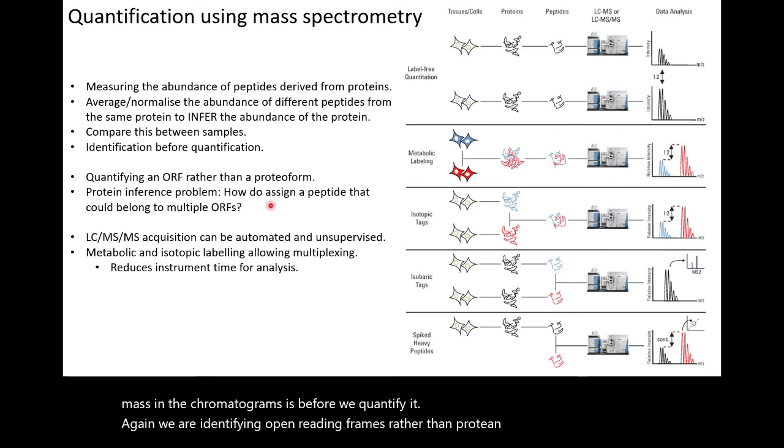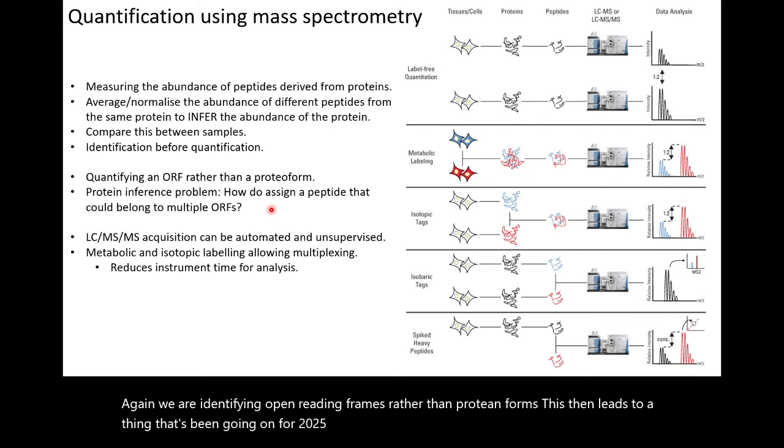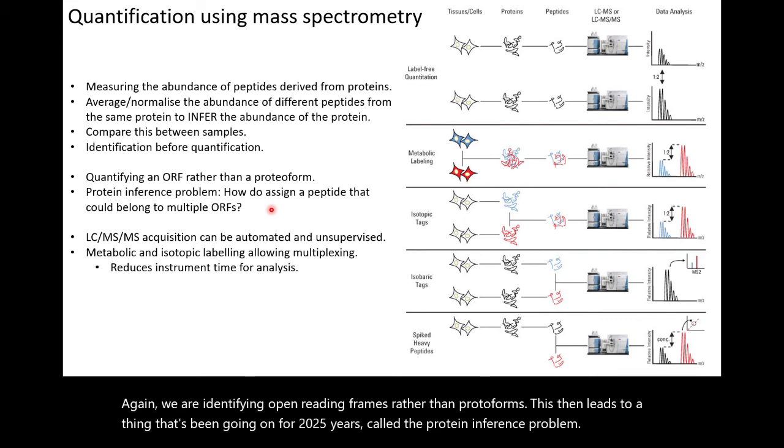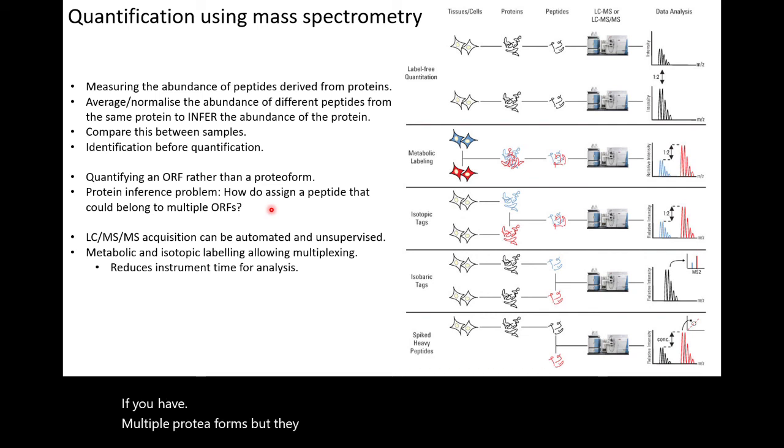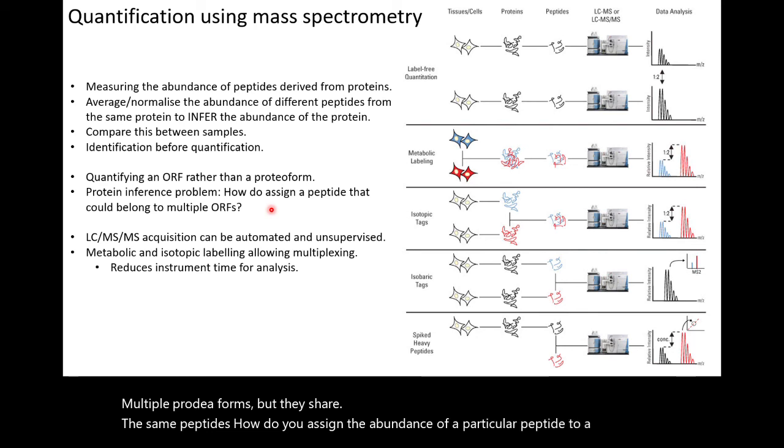This then leads to a thing that's been going on for 25 years called the protein inference problem. If you have multiple proteoforms, but they share the same peptides, how do you assign the abundance of a particular peptide to a particular proteoform? And that's really, really hard.